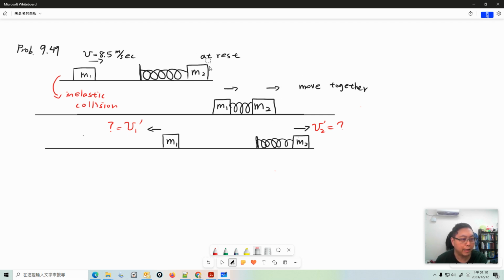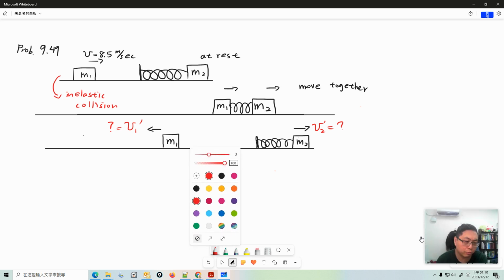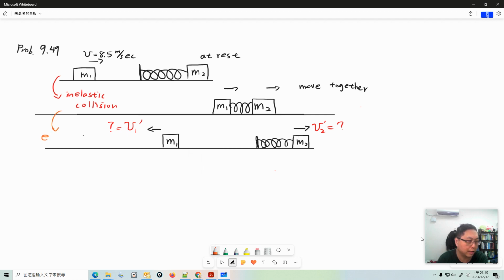Same thing happens here. Initially, this M2 is at rest. Okay, and the M1 strikes M2, and then they move together, just like the ballistic pendulum. So this part is an inelastic collision, and the second part, because the springs compress, and then after some period of time, this M1 M2 rebounds. So this part is an elastic collision, but the problem didn't tell you the second part is an elastic collision.